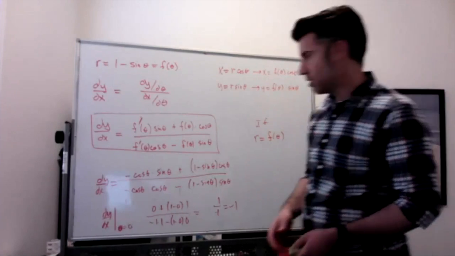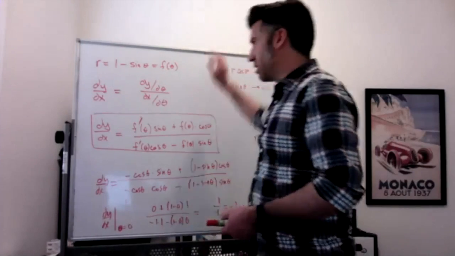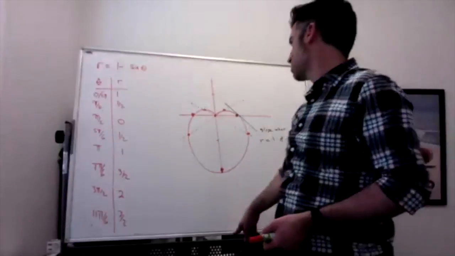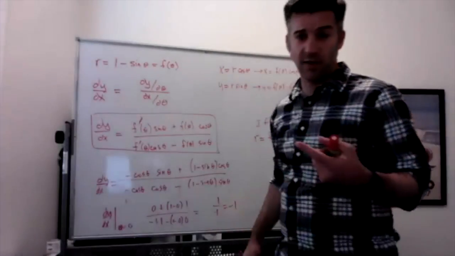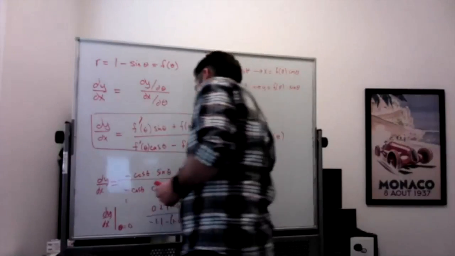Okay. I don't want to erase the other side just yet. Yeah, I still like this picture. So I want to do two things. I want to find the length and the area of the cardioid.